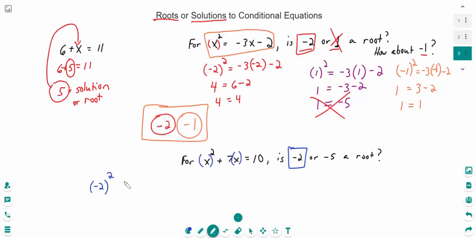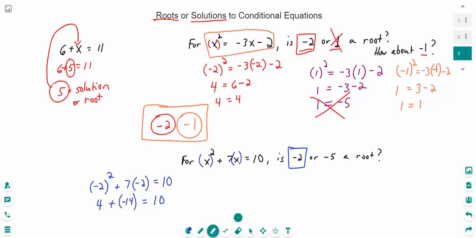That's going to be raised to the second power plus 7 times our negative 2 equals 10. Now, let's take one side at a time. Negative 2 raised to the second power is 4, plus 7 times negative 2 is going to be negative 14. I'm just going to put that in parentheses because I don't like having plus minus signs right next to each other. Equals, on the right side here, there's nothing we can do.